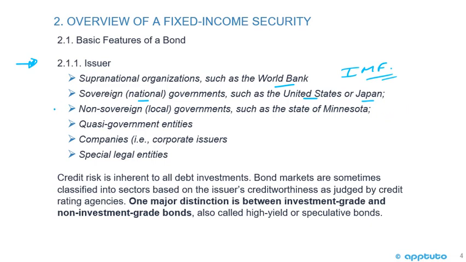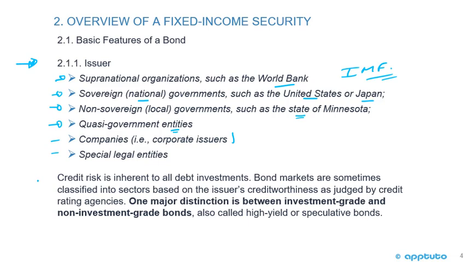Then we have non-sovereign local governments such as the state of Minnesota. So a Canadian province could issue bonds. States in the United States can issue bonds. So they're called non-sovereign government. We've got quasi-government entities that could be within a country, kind of government-related entities, so they're called quasi-government. Then, of course, we've got the corporations, companies, and special legal entities.